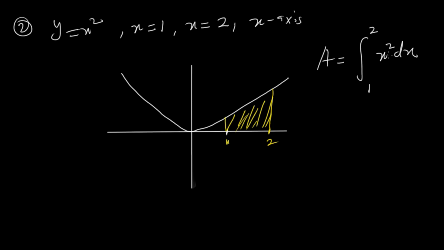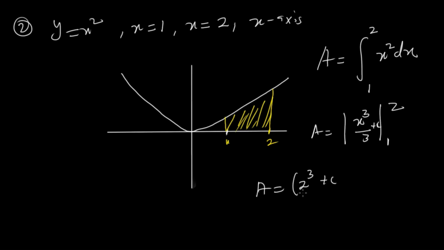Here the first thing we have to do is to find the integral of x squared. So area equal to the integral of x squared is x cubed over 3. Again, we have the lower limit and the upper limit. First we substitute the upper limit and then we subtract from it the result of substituting the lower limit. So area equal to 2 to the power of 3 over 3 plus c minus 1 to the power of 3 over 3 plus c.